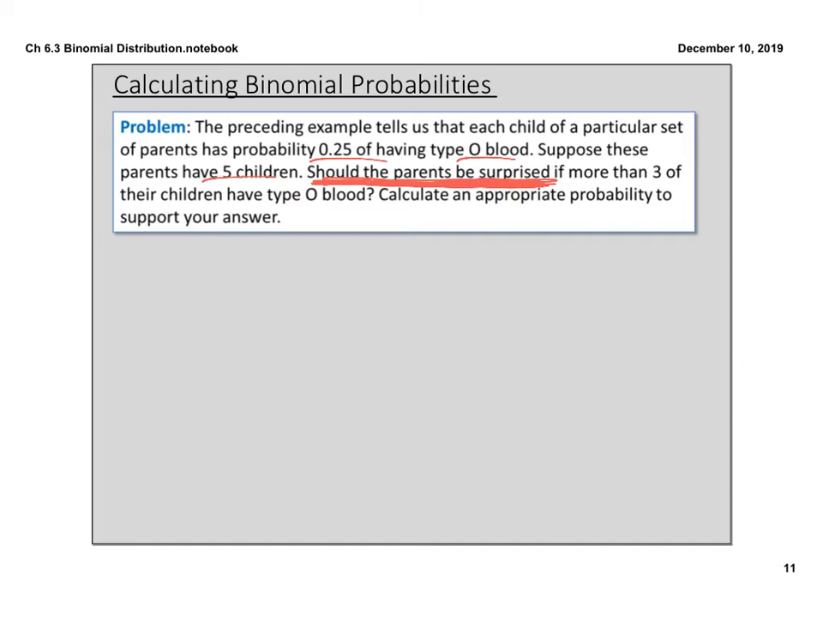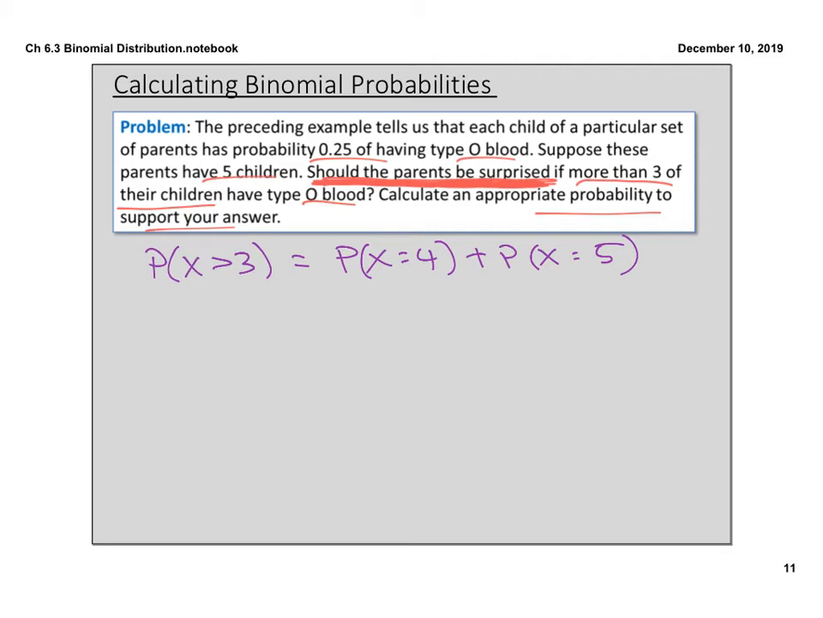So should parents be surprised if more than 3 of their 5 children have type O blood? Calculate an appropriate probability to support your answer. Okay. So if you are looking for a probability of more than 3, that means you want the probability of x being greater than 3. That's going to be the same thing in this case as probability of x equaling 4 plus the probability of x equaling 5. So what that means is you have to put in this equation 2 times.